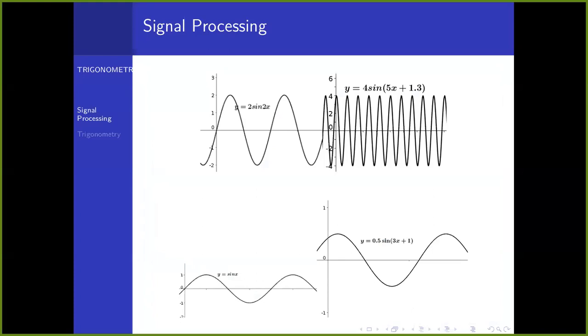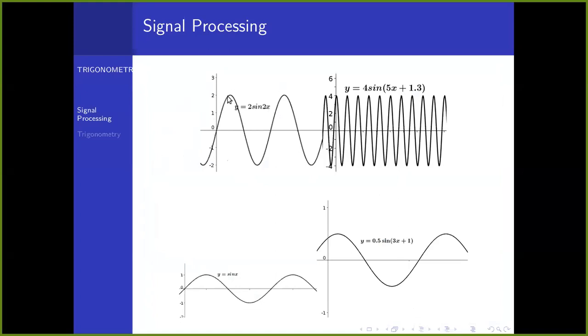So if you look at this slide, we have four different waves, and they all have different heights and different frequencies and so on. On their own, they look very smooth and nice.